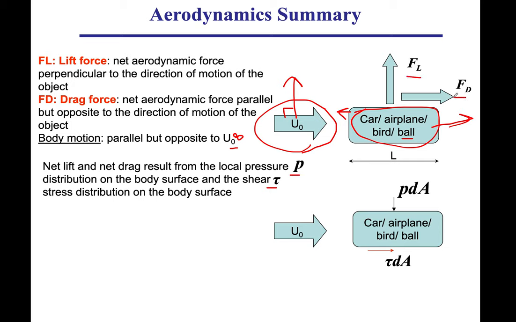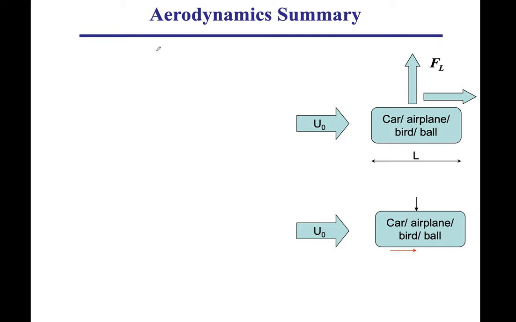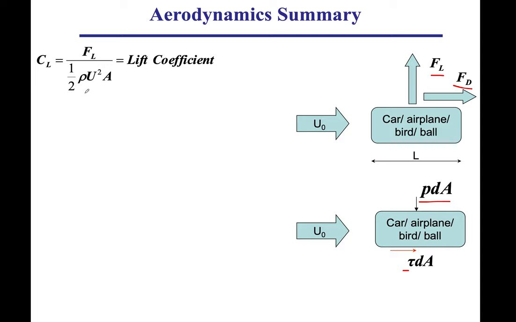And now we will just take you back to your list of dimensionless numbers, and we will write the lift and drag in dimensionless form, as well as the shear stress. For the lift, we have the lift coefficient. It's just a dimensionless lift force, so it's the lift force divided by a dynamic head multiplied by an area. What area? We will talk about it later, because the area is defined based on the context, whether we're talking about a car or a wing or a ball.